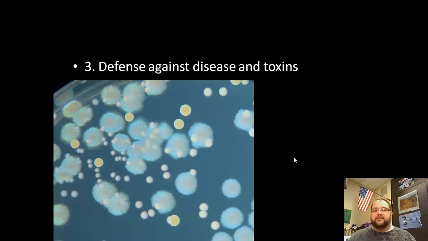Another thing blood does is it defends against disease and toxins. It contains white blood cells, part of your immune system, that are going to defend against stuff here. As you can see, this picture is kind of gross, but it's a bunch of bacteria growing on an agar plate.